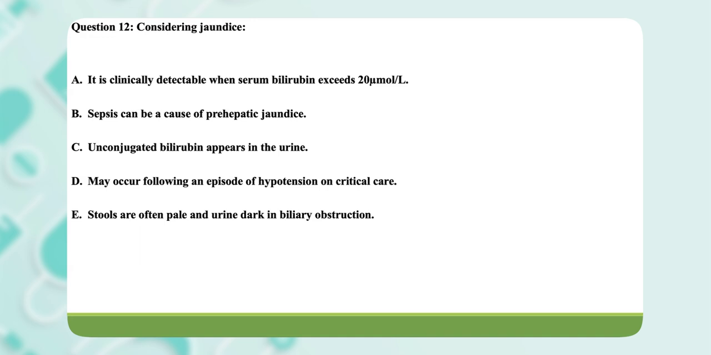Sepsis can cause perihepatic jaundice. Conjugated bilirubin appears in the urine, may occur following an episode of hypotension in critical care, and stools are often pale and urine dark in biliary obstruction.